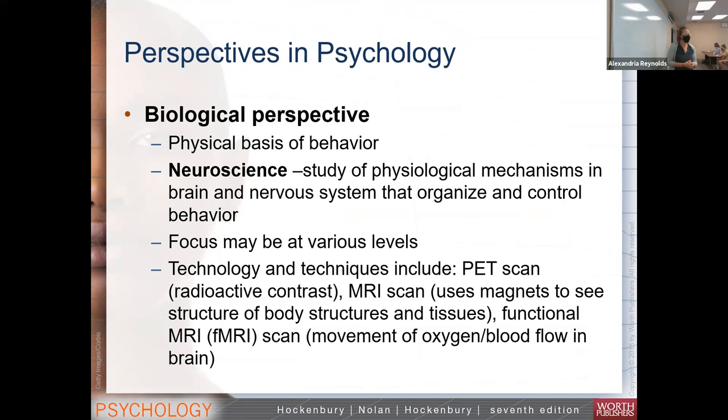So if you're interested in metabolic processes, like how you process a hormone called cortisol, you can look at it with a PET scan. It's really cool, actually. You can track it.